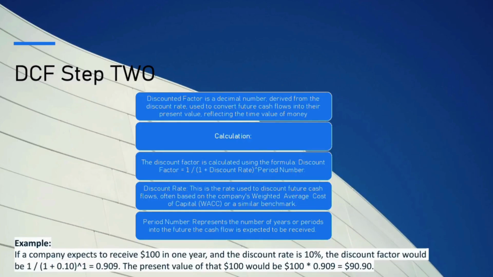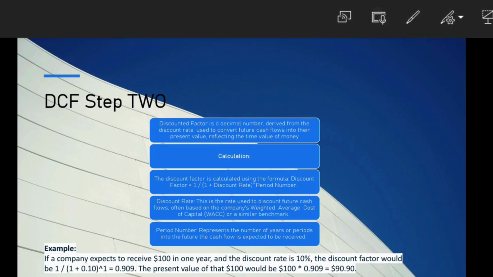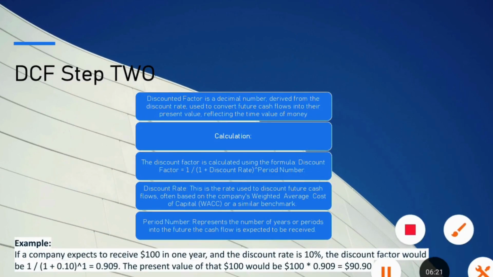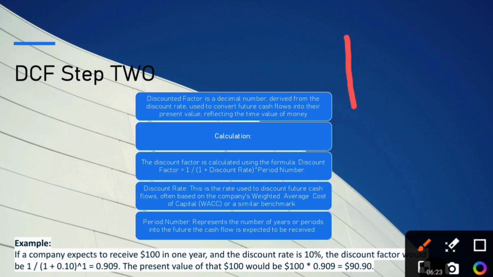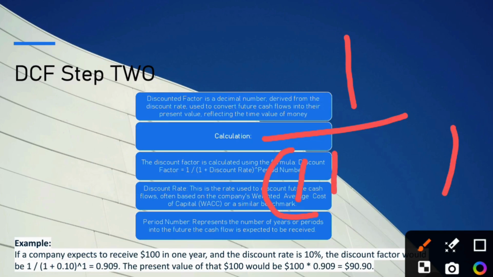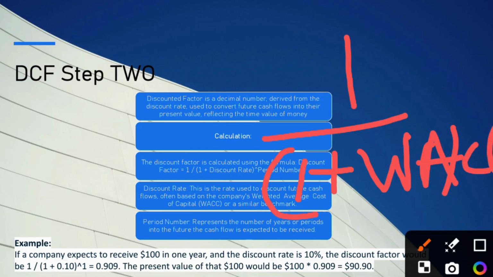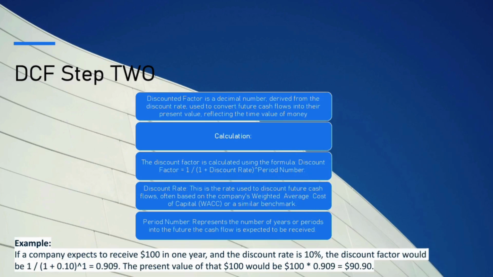Now you understand what the discount factor is. You just need to understand the formula of the discount factor, which is 1 by (1 plus WACC). Then you just put an arrow mark and keep the numbers. Next, the formula is here.